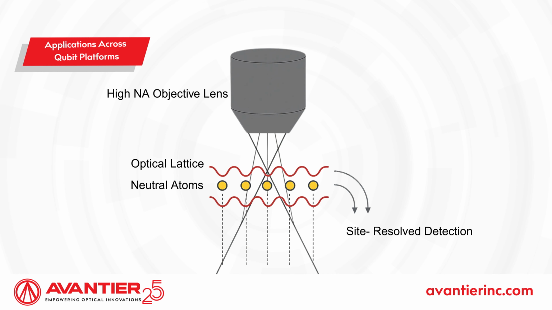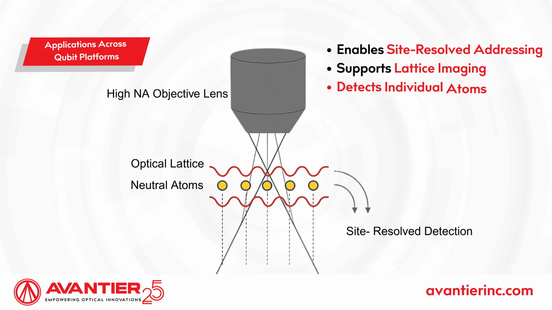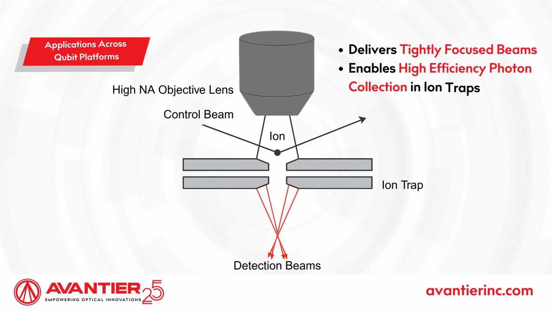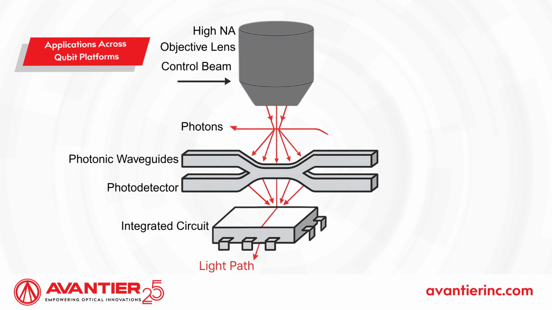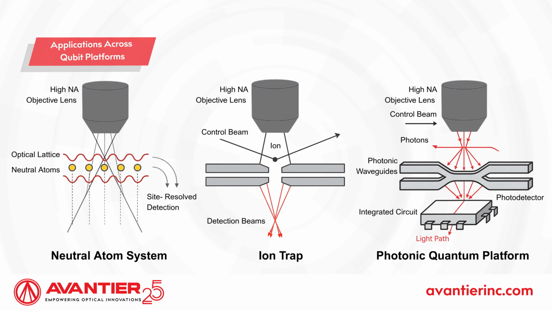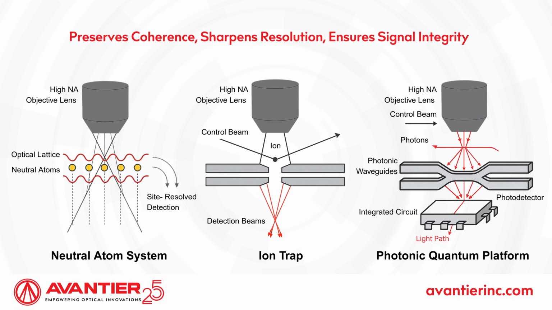In neutral atom systems, high-NA objectives enable site-resolved addressing, lattice imaging, and single-atom detection. In ion traps, they support tight beam delivery and high-efficiency photon collection. In photonic quantum platforms, these lenses enhance coupling efficiency into waveguides and detectors. Across all architectures, they help preserve system coherence, improve spatial resolution, and maintain signal integrity.